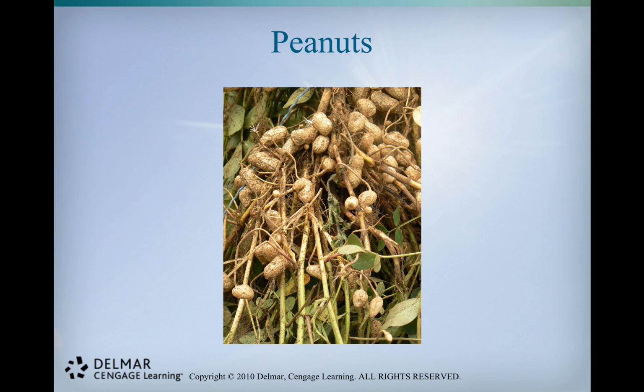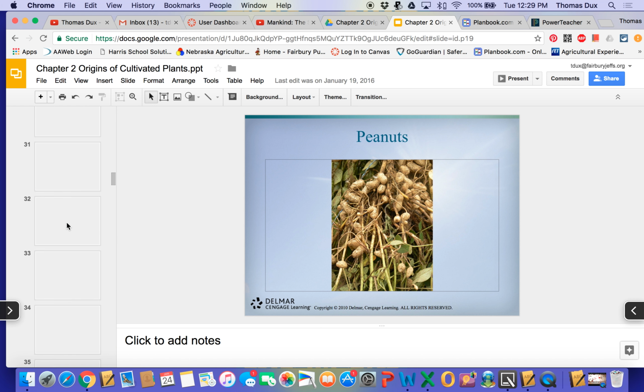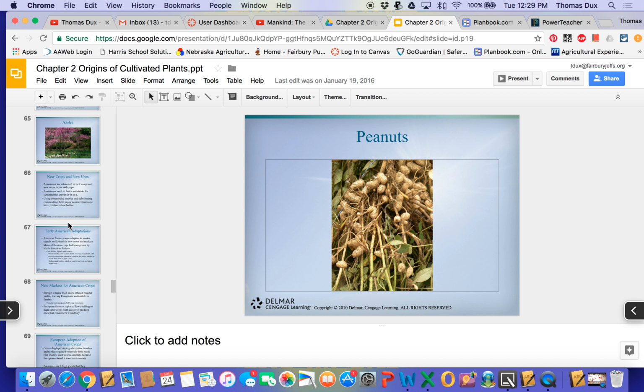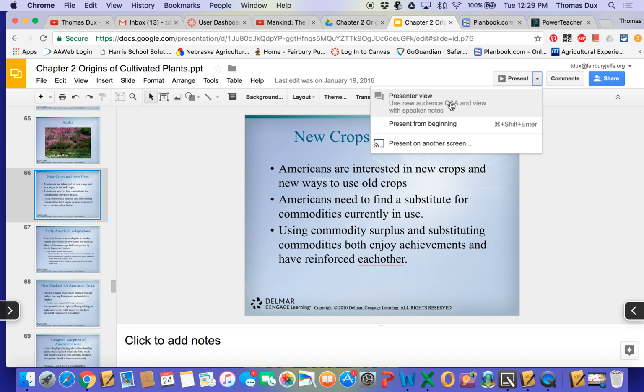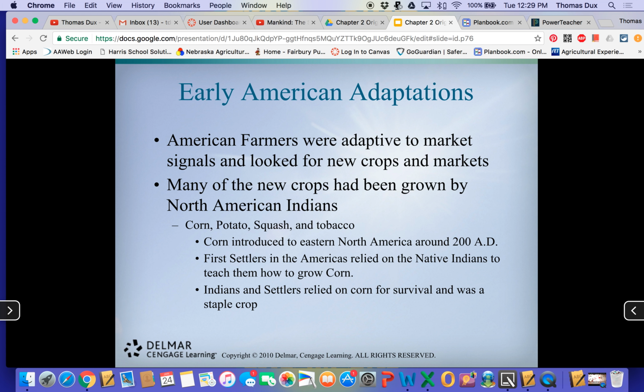Let me go ahead and speed through all of this here. Why is there a slide for every separate picture? Because I wanted to highlight the pictures. I know what they look like, but some people don't. Visuals are very good. Some people learn better by looking at pictures. Okay, we're done with the new crops and uses. We're on early American adaptations.